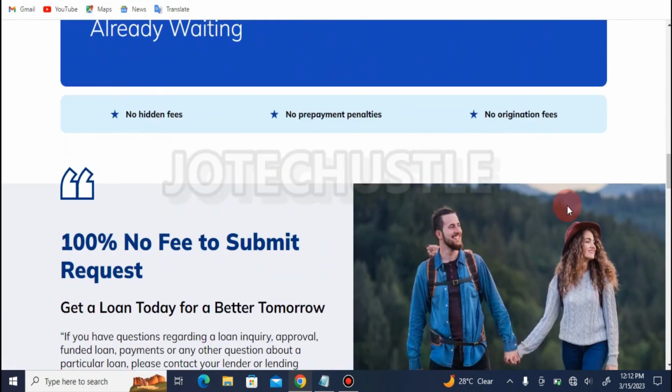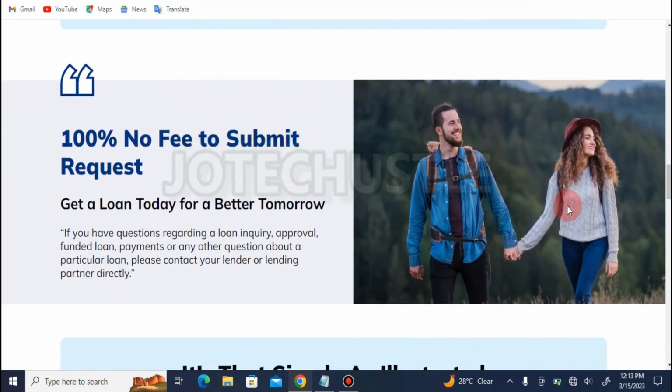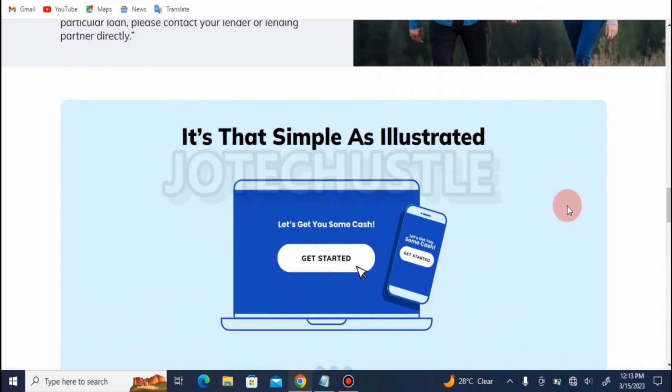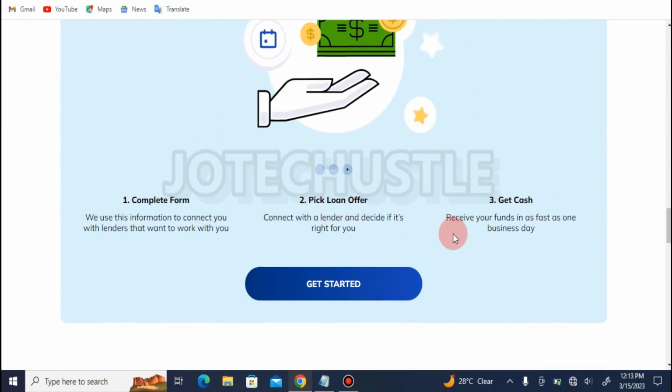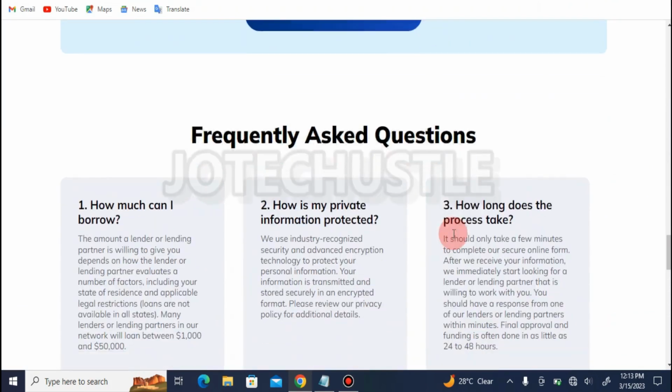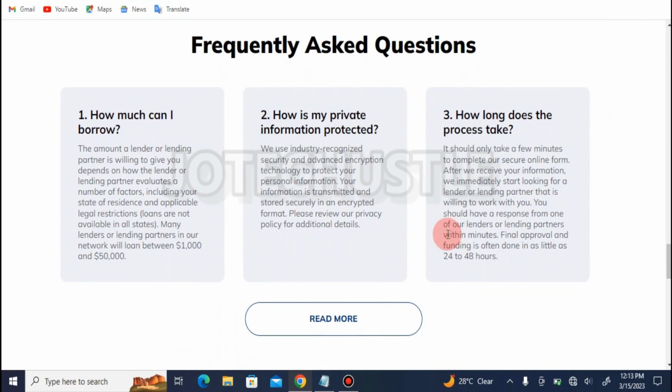So you can look at the website interface. It's very simple to navigate. It's very simple as illustrated. So all you need to do is to just complete a form, pick a loan offer, and you get your cash within 24 hours.